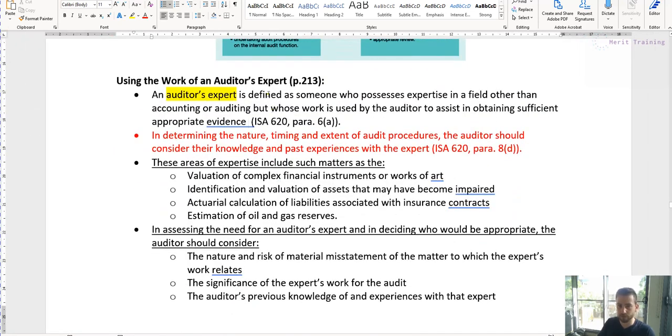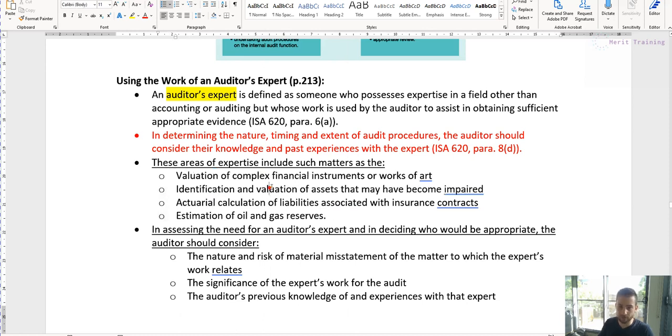An auditor's expert is defined as someone who possesses expertise in a field other than accounting or auditing, but whose work is used by the auditor to assist in obtaining sufficient appropriate audit evidence. For example, if they've got some really sophisticated financial instruments, maybe they'll get a person in who can value that. Maybe it's a company that holds Bitcoin and they want a valuation on that. Maybe it's an estimation of oil and gas reserves, or liabilities associated with insurance contracts. So it's all this complex stuff that an auditor can't be expected to know everything about, and have skills in every different topic. That's why you bring in an auditor's expert.